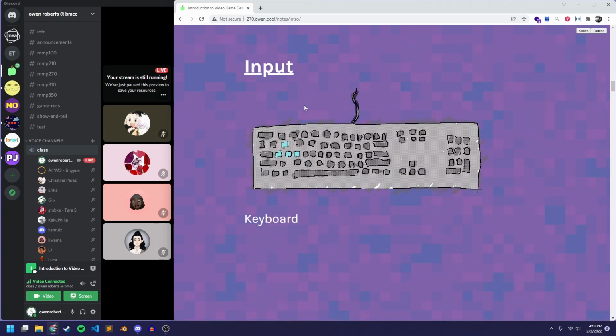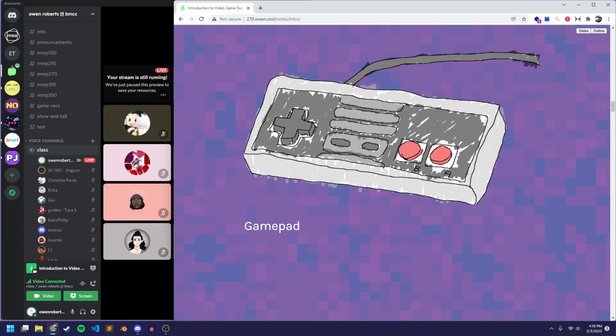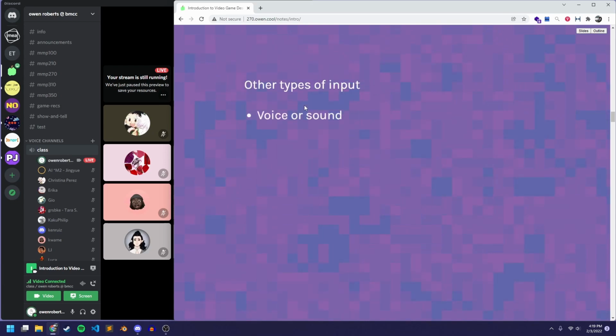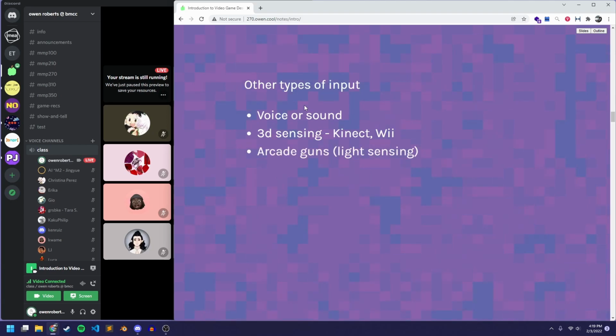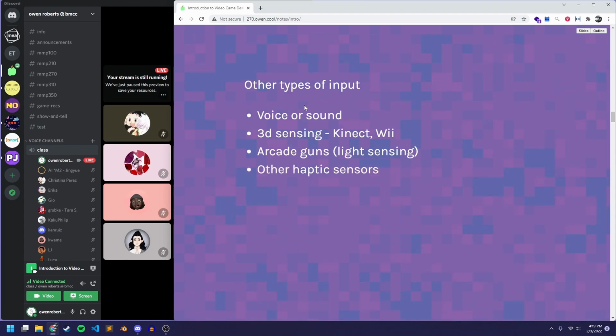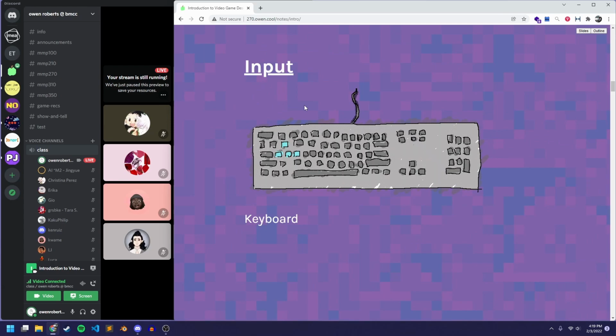So a few examples of input. Obviously, we have the keyboard, the mouse, and the gamepad. We might have other things like voice or sound, where you could control some games with your voice or noises. 3D sensing input, like a Kinect or the Nintendo Wii. Arcade guns or light sensing. There's other types of sensors, haptic sensors. You might have big haptic sensors, like in Dance Dance Revolution, in those arcades where you can actually jump on the buttons. There's a little bit of difference between these, but we'll talk about that as we build our games.